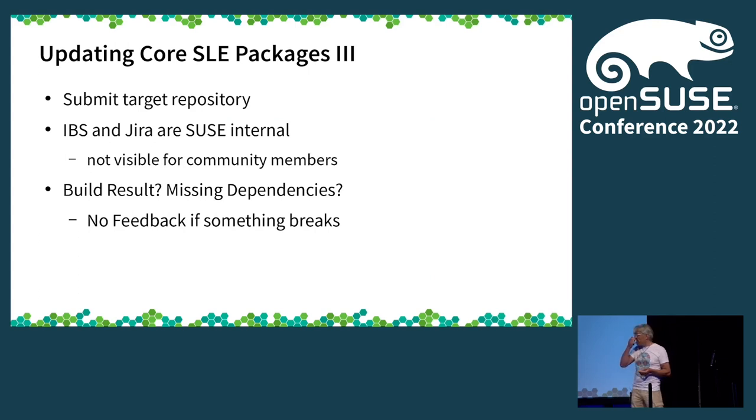So, as a community member, you do not have access to any of the SUSE internal tools. That means where SUSE is working with Jira and IBS internally, you don't see anything. So, what you do is submit and pray, because if anything breaks in between or if there is a missing dependency, you do not see it instantly. You really need to wait until you get some information. That's not really satisfying.